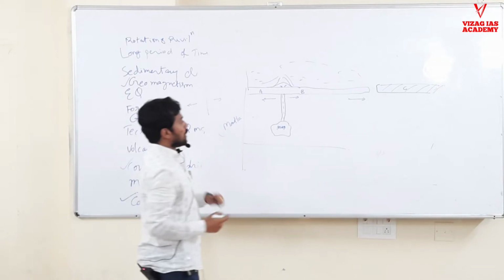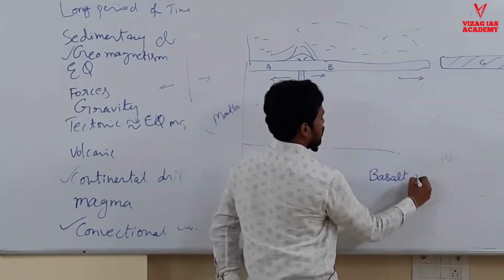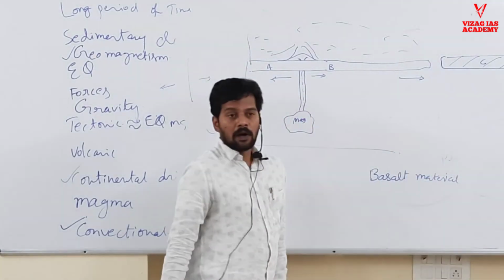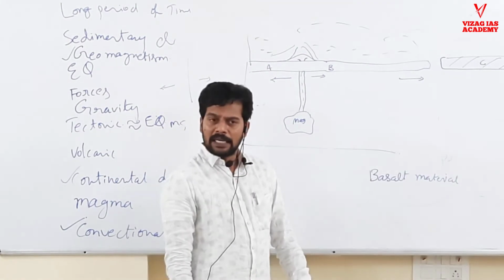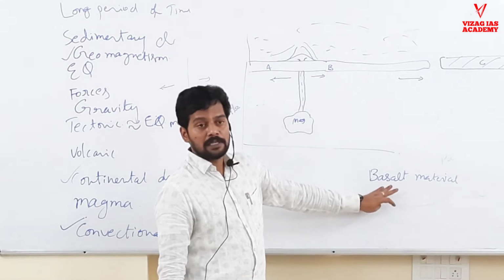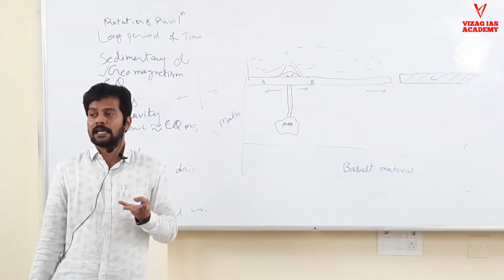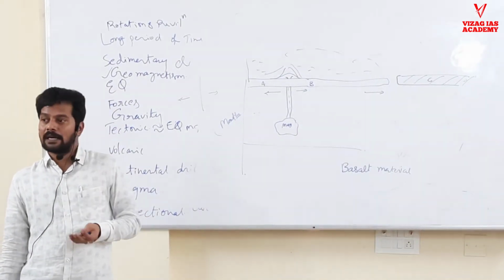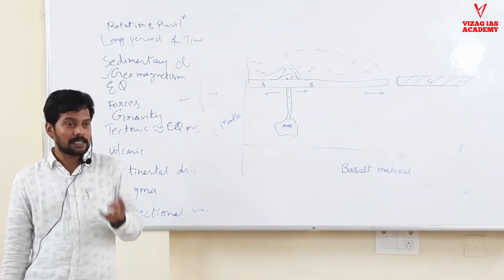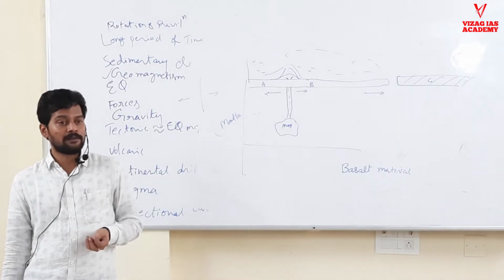The oceanic plate is made up of basalt. Basalt material. Okay. Continental material is nothing but silicate and aluminum. This is mafic. Mafic means more dense. Oceanic crust is more dense than the continental crust, and oceanic crust is cooler also, because it is under the water. It is cooler. Cooler means heavier.